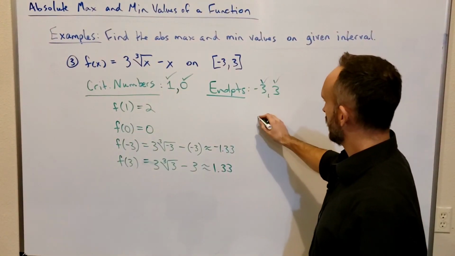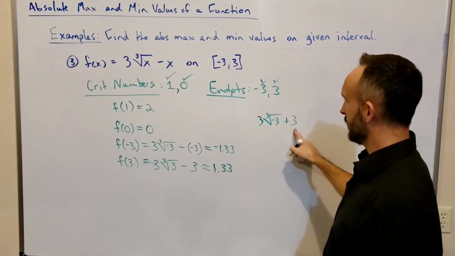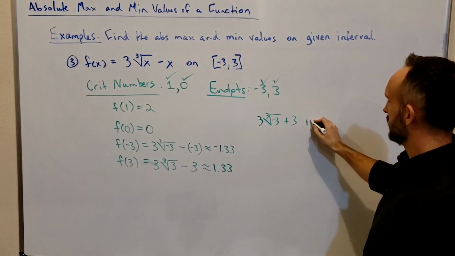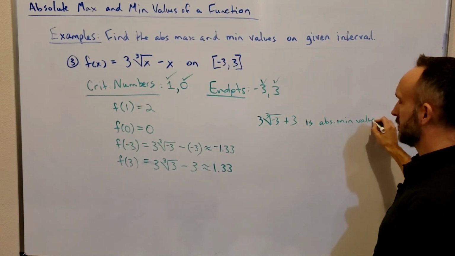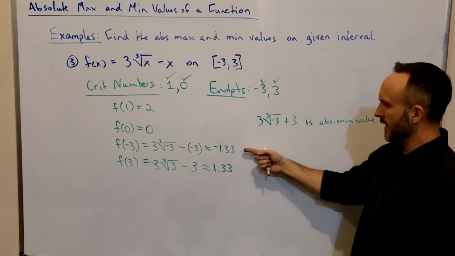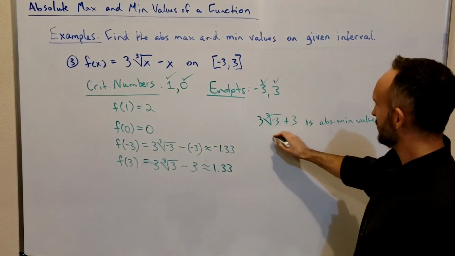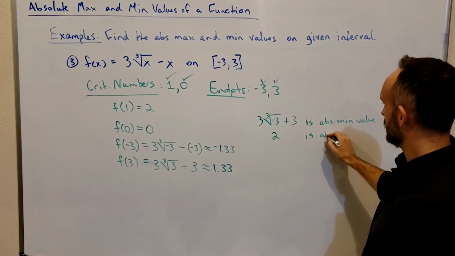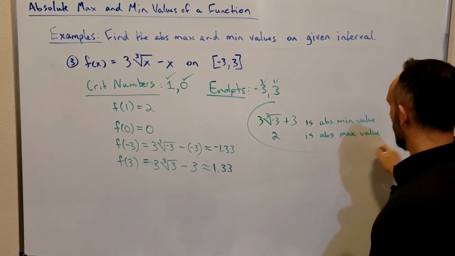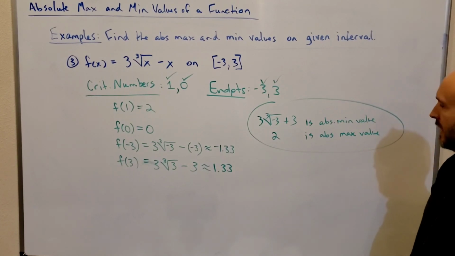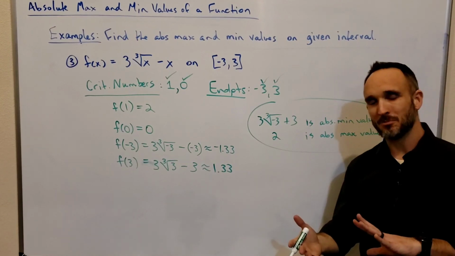So we can say that 3 times the cube root of -3 plus 3, right, that's what this is, the absolute minimum value. Sorry about that. This guy's not our highest value, right? I somehow bypassed my 2. And 2 is the absolute maximum value. And we also know the x values at which both of those values occur. And that is the last example of finding absolute max and min.